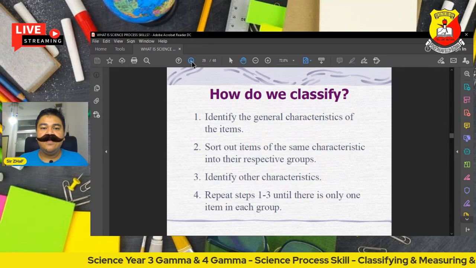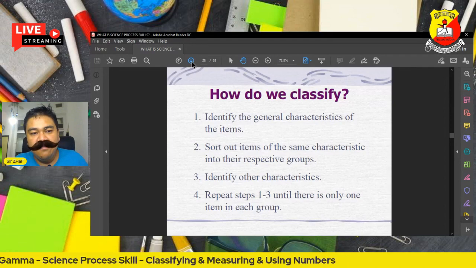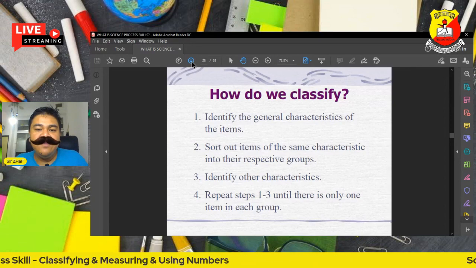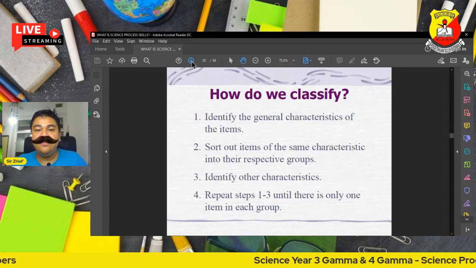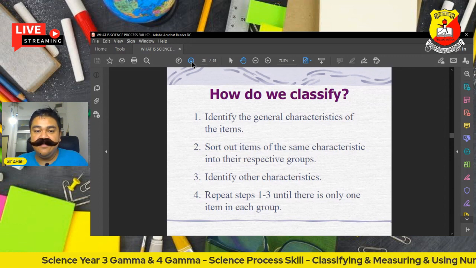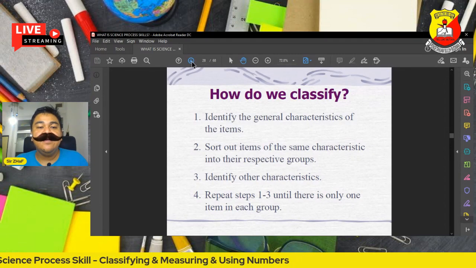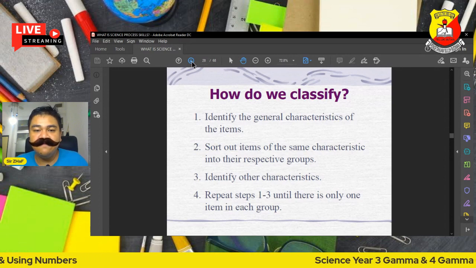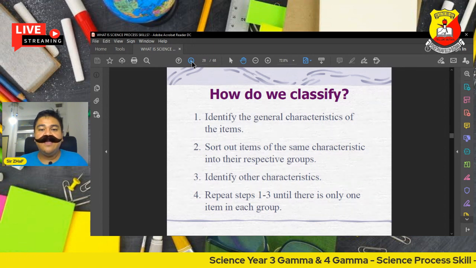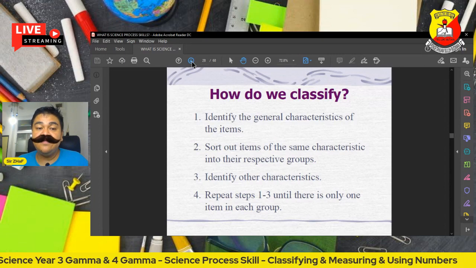Next. How do we classify? Number 1, you identify the general characteristic of the items, that you can see at a glance. For example, in the set of images before this, what are the general characteristics? First, the shapes. Second, the color. That is a general characteristic.